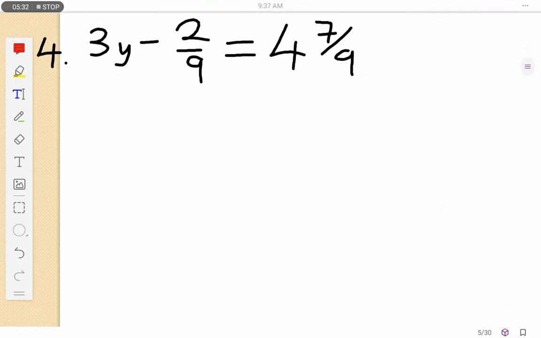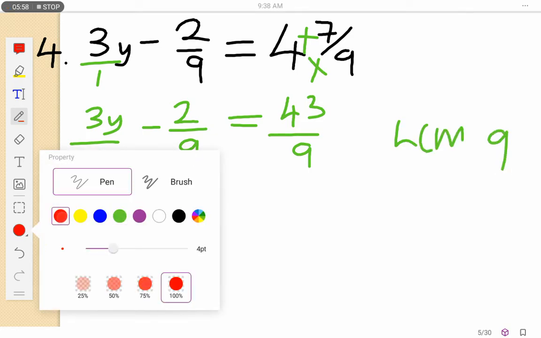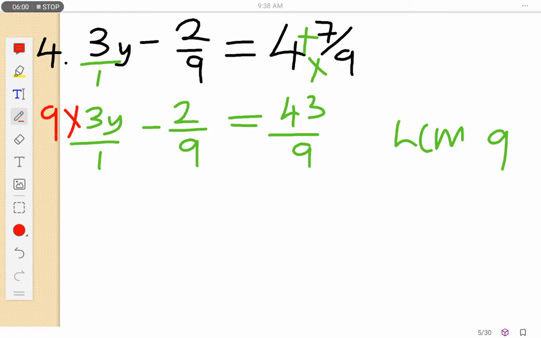Okay, this one, I can rewrite it here. I can multiply and add, and this one I can say it's over 1. So I'll have 3y over 1 minus 2 over 9 is equal to 4 times 9 plus 7. I get 43 over 9. Okay, my lowest common multiple for all of this is 9. So I'm going to multiply everything by 9, by 9, by 9.